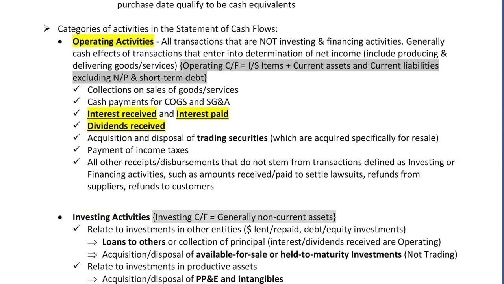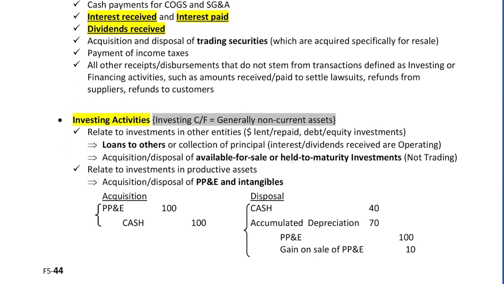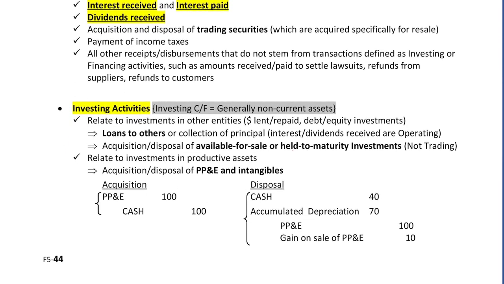Next one, highlight investing activities. Now, this is principal collections or loans made by the entity. So, when you make a loan, that's a cash outflow from investing. When you collect, it's a cash inflow from investing. Acquisition or disposal of available for sale or held to maturity investments. Again, when you make an investment, it's a cash outflow from investing. When you dispose the investment, that's a cash inflow from investing.